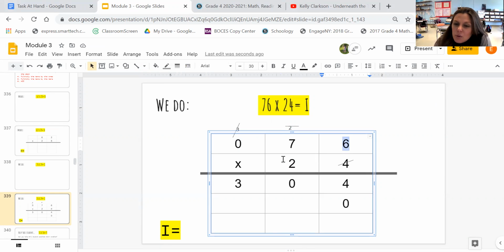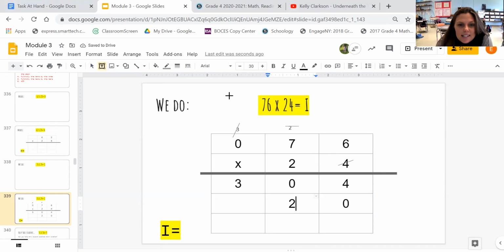So if you notice, because we have a 0 here, really what we're multiplying, friends, is 20 times 6. So 20 times 6 is 120. So I would put my 0, right? Here's my 0, and then I'd put my tens. That's why it's over a place value, okay?